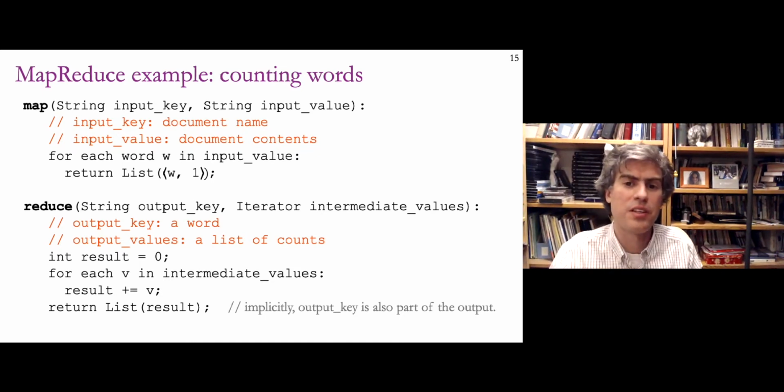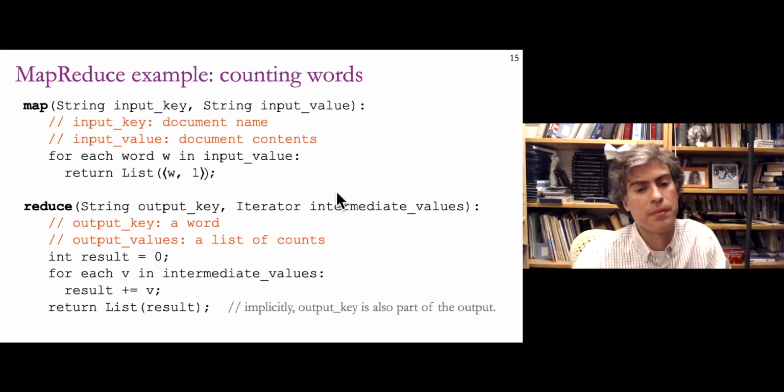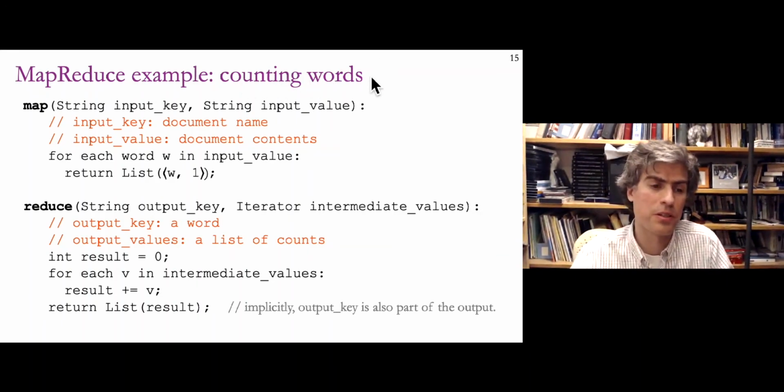Actually, this is counting the number of occurrences of each word. This is not just counting words in total. It's more complex than that. It's counting the occurrence of each particular word in the dictionary, in a set. So basically, what we're doing here is counting the frequency of words. Sorry, that should have been counting frequency of particular words, right?